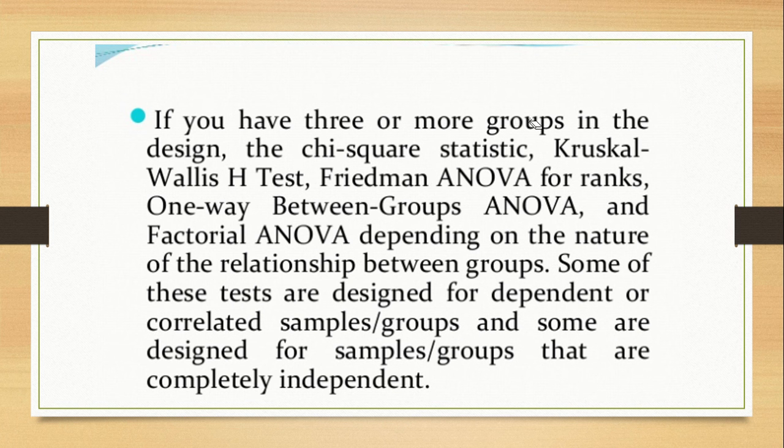If you have three or more groups in the design, we have the chi-square statistic, Kruskal-Wallis H test, Friedman ANOVA for ranks, one-way between groups ANOVA, and factorial ANOVA, depending on the nature of the relationship between groups. Some of these tests are designed for dependent or correlated samples or groups, and some are designed for samples and/or groups that are completely independent.